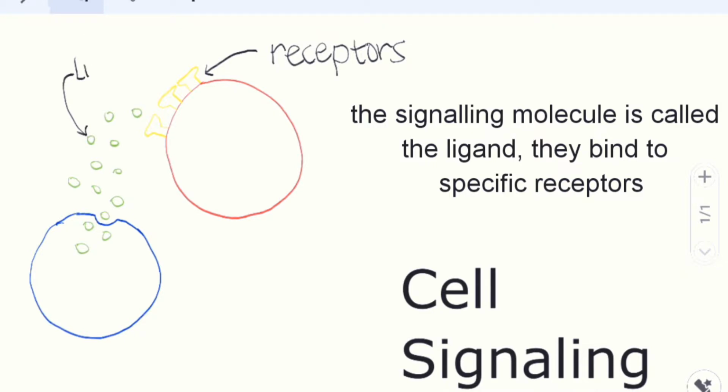The signaling molecule is called the ligand. They bind to specific receptors.